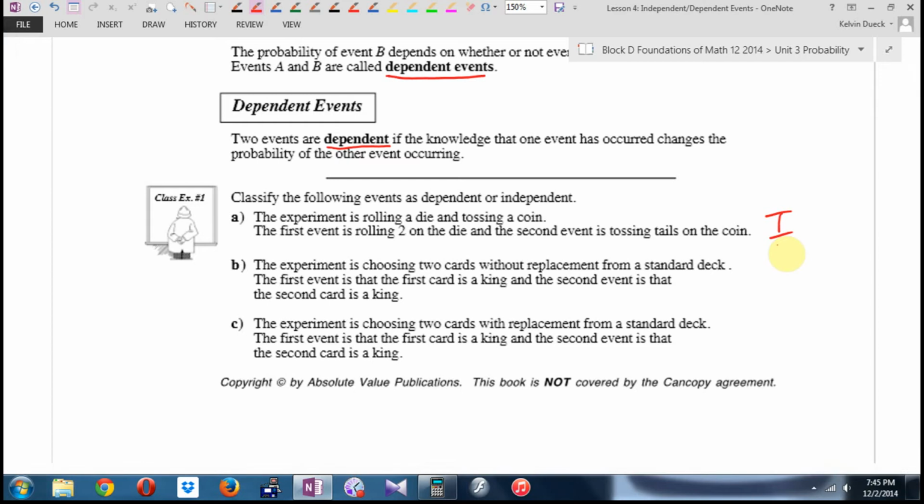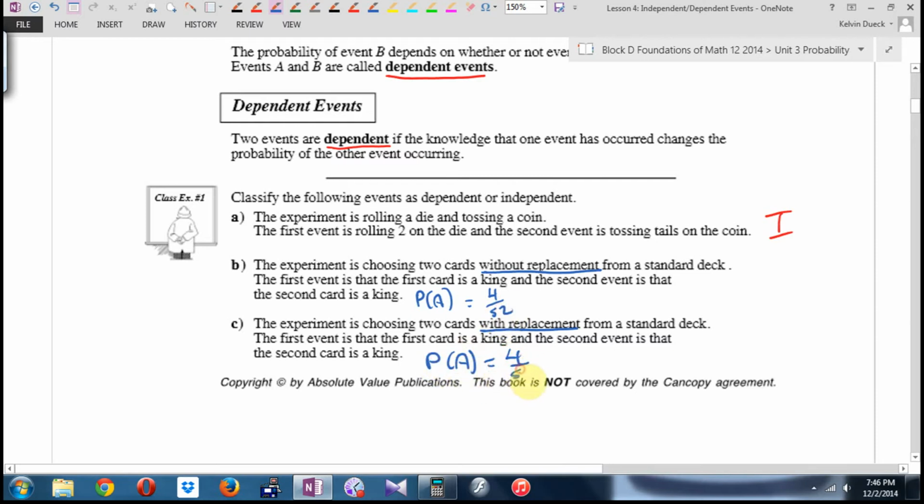Now, if you look, B and C are almost identical. The key difference is in B, we're not replacing the card. In C, we are replacing the card. Both of them say the experiment is picking 2 cards, and both of them have the first event is that the first card is a king. Second event is that the second card is a king. Well, the probability of the first event in B is how many kings are there. The probability of A, the first event, is 4 kings out of 52. And here, the probability of the first event is 4 kings out of 52.